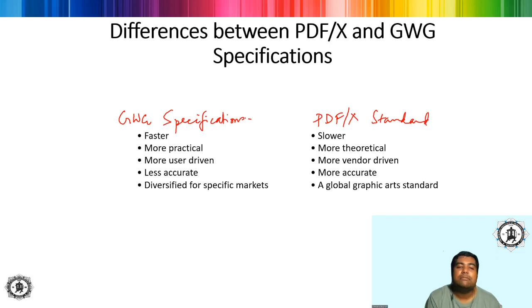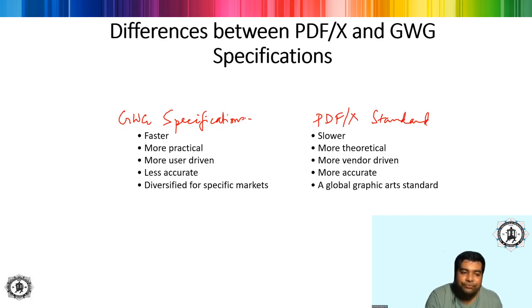GWG is less accurate because it is catering to specific markets. So if you have used a newspaper ad GWG specification for a sheet fed, you are going to get wrong outputs, right? But PDFX is more accurate in that respect. GWG is diversified for specific markets, something which works with, I think, PDFX2. If I remember this correctly, PDFX2 is still being used in Switzerland.